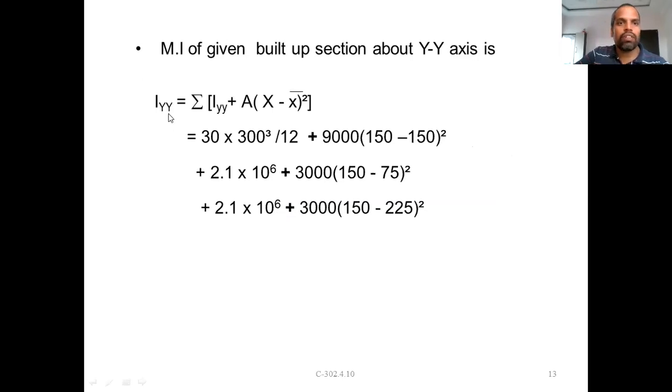Right. So Iyy is equal to, this is about plates, 30 into, of course, dB cube by 12. That's why it is 30 into 300 cube by 12 plus 9000 into... So again, because the centroidal y axis of the plate and the centroidal y axis of the entire section are coinciding, that's why there is no need to use the parallel axis theorem here. That's why it is 150. Even if you use it, 150 minus 150 becomes 0.